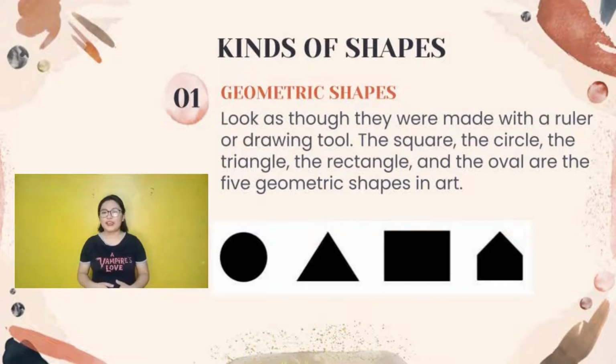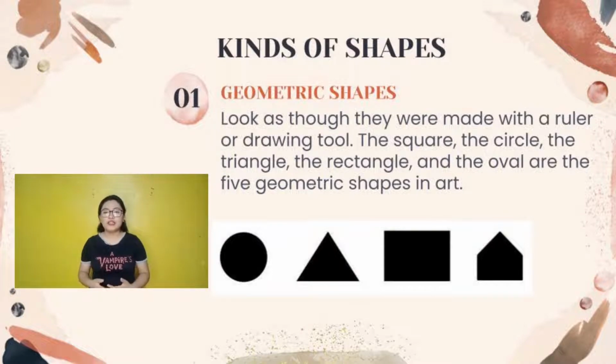Now for the kinds of shape, we have geometric shapes. They look as though they were made with a ruler or drawing tool. The square, the circle, the triangle, the rectangle, and the oval are the 5 geometric shapes in art. Geometric shapes are those that are defined in mathematics and have common names. These shapes are familiar to us since we always encounter them, and they are the most common shapes that are taught to younger kids.